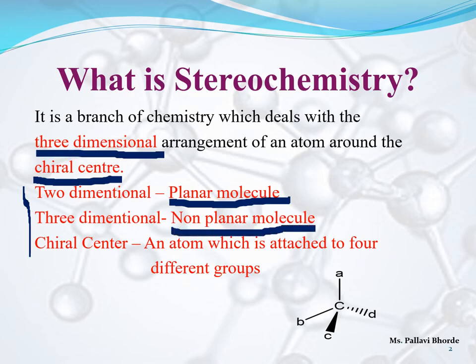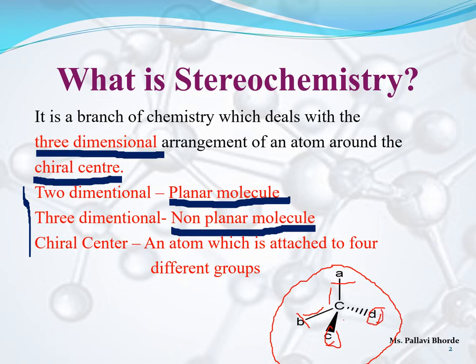So I request you all to please look at this diagram to understand the difference between 2D and 3D molecule. This molecule can be called a non-planar molecule or three-dimensional molecule because this carbon is attached to A, B, C and D. Can you see the difference between the bonds? There are different types of bonds present in this molecule. The bonds with A and B are simple lines, which indicates the bonds are in the plane. And look at C and D. These are different kinds of bonds.